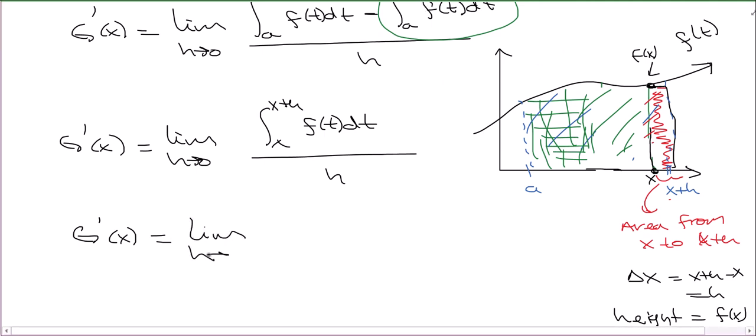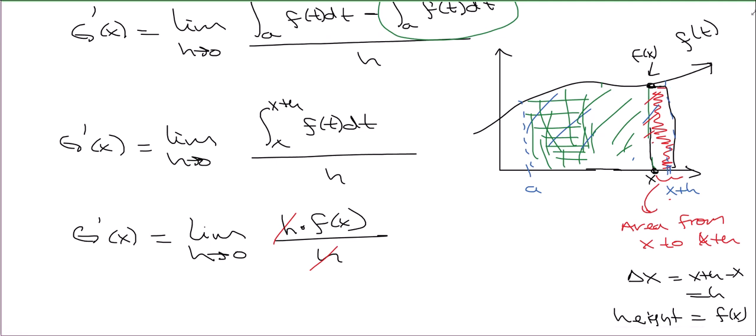So as the limit as h goes to 0, the area of this region is really the area of that rectangle, which is the base times the height. The base is h and the height is f of x divided by h. And notice what happens here: my h's cancel and I'm left with just f of x. So therefore the derivative is equal to just f of x.